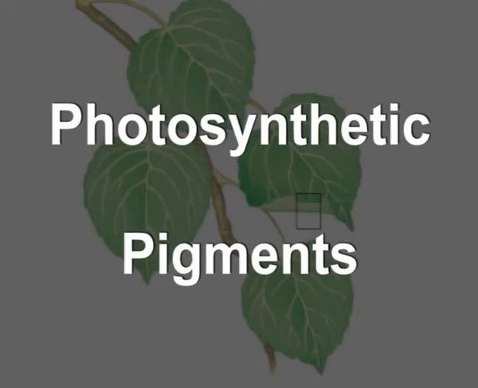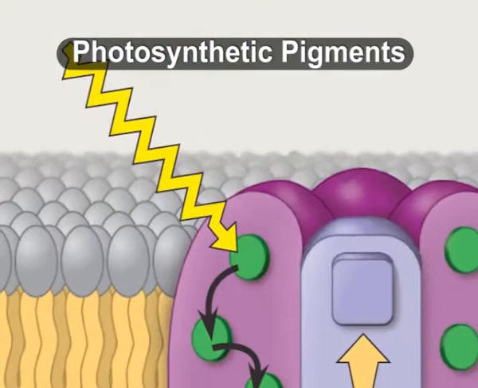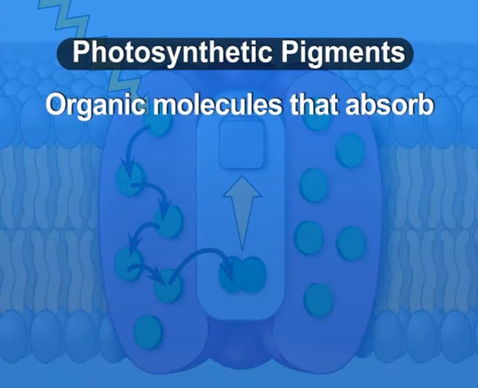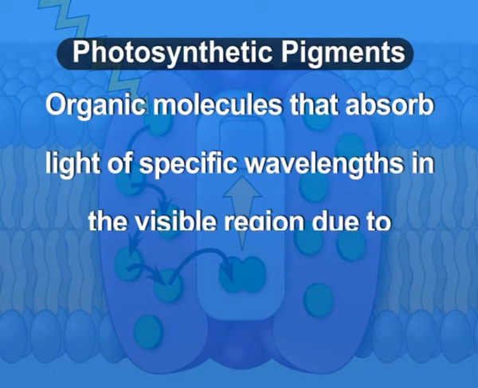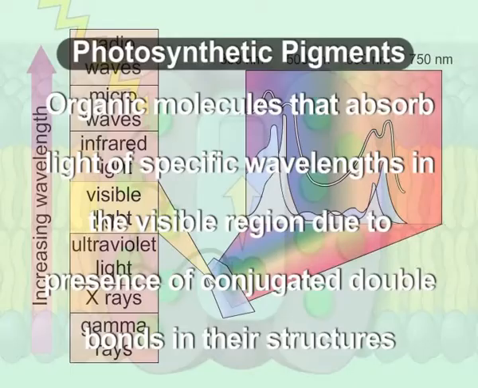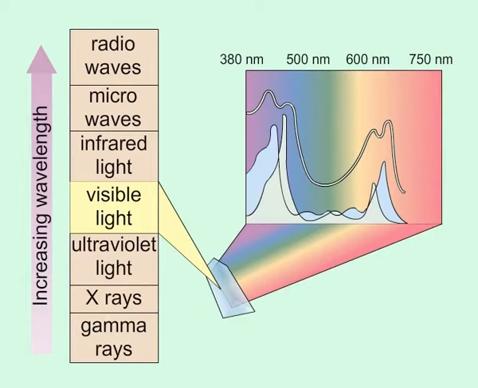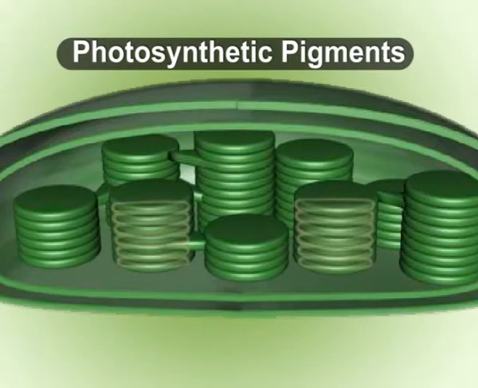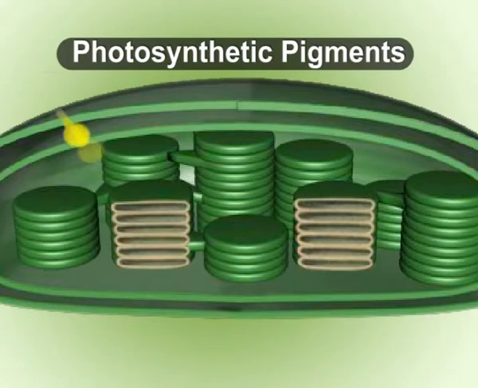Photosynthetic pigments. A pigment is any substance that absorbs light. These can be defined as the organic molecules that absorb light of specific wavelengths in the visible region due to presence of conjugated double bonds in their structures. The color of the pigment comes from the wavelengths of light reflected. The plant pigments are responsible for the capture of light during the light reactions of photosynthesis.